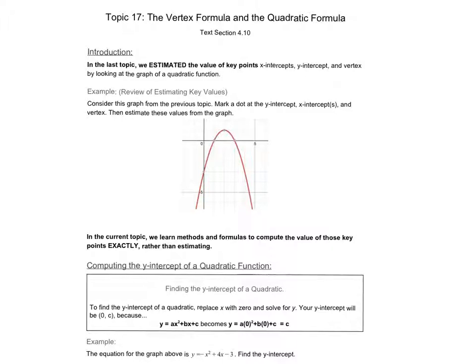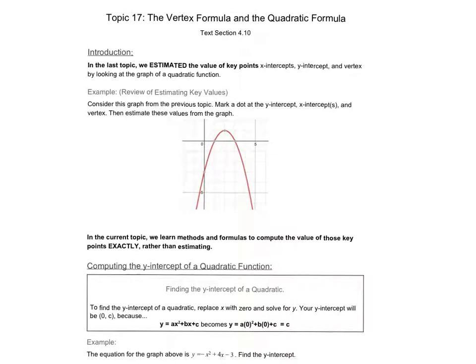So for example, I could glance at the graph of a function and recognize that this value right here is the y-intercept, and that it looks like it's at (0, -3), and that these values are the x-intercepts, and it looks like they're happening at (1, 0) and (3, 0), and that this value is the vertex, and it looks like it's happening at about (2, 1).